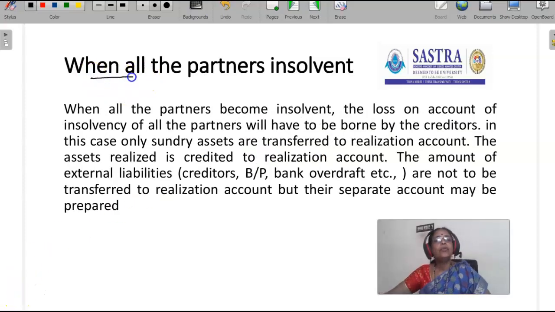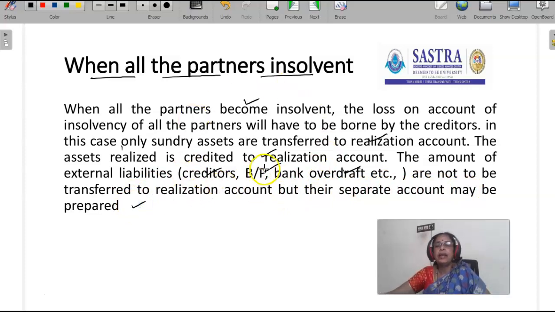Now let's see what accounting treatment we have to follow when all the partners become insolvent. When all the partners become insolvent, the loss on account of insolvency of all the partners will have to be borne by the creditors. In this case only, sundry assets are transferred to realization account. The assets realized are credited to realization account. The amounts of external liabilities, creditors, bills payable, bank OD, etc. are not transferred to realization account, but their separate accounts may be prepared.